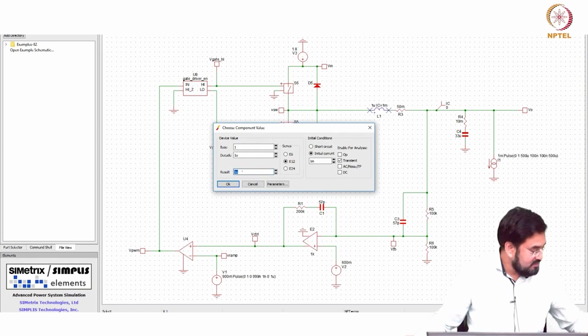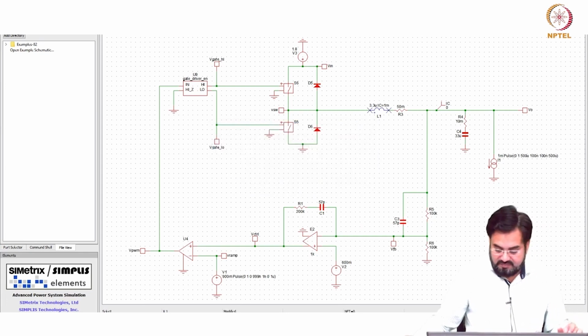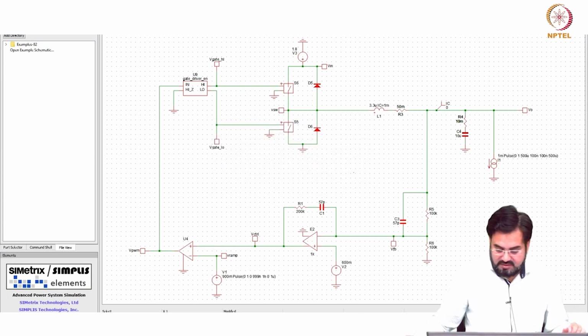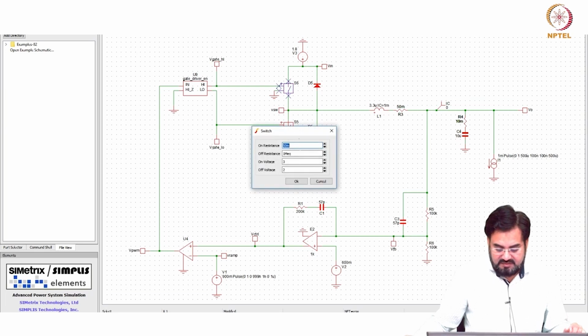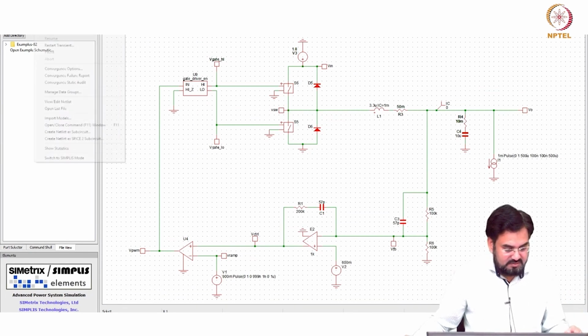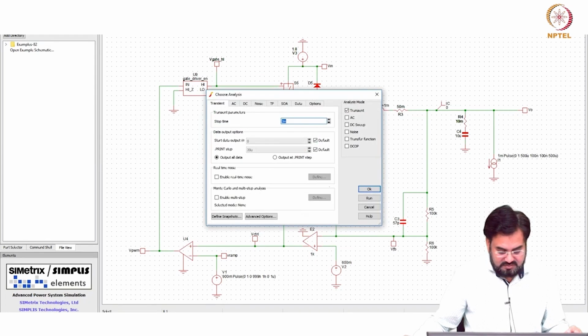This was, let us first do 3.3 micro and 10 micro. So, 50 milliohm here and 50 milliohm I have kept here. So, total R loss is 100 milliohm, and I have connected this diode to emulate the body diode. Okay.